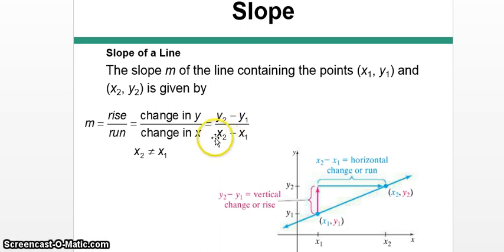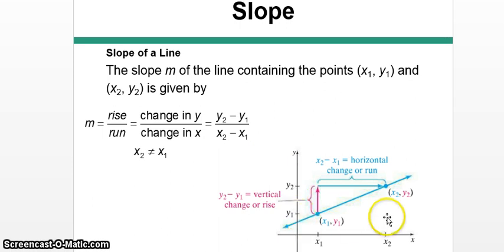Here x2 should not be equal to x1, because if they are equal then the denominator will be 0, and any number over 0 is undefined, so x2 should not be equal to x1.